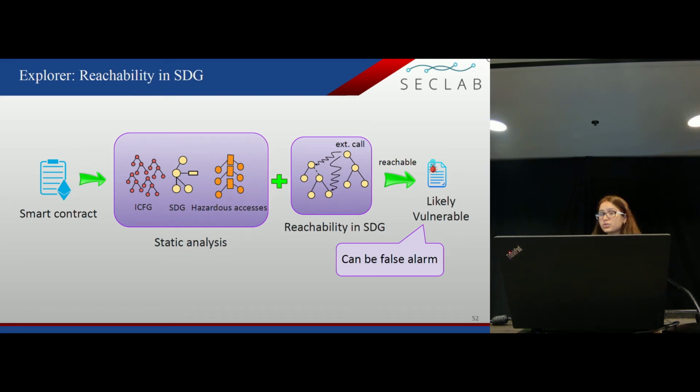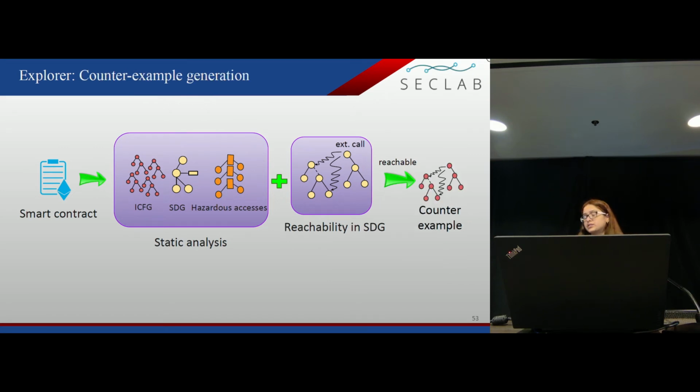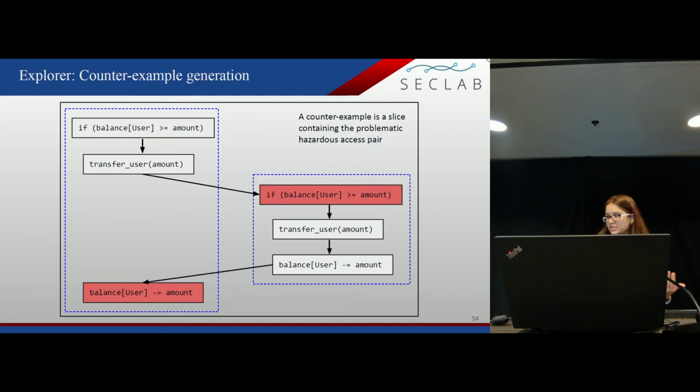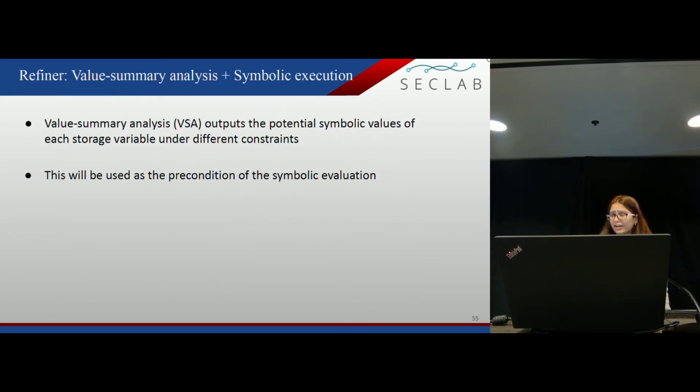However, please note that our SDG is imprecise and path agnostic. Therefore, even if SAILFISH concludes that the two operations within such a problematic hazardous access pair are reachable, it might not be the case in reality. And therefore, it does further verification. To do that, it generates a counterexample, which is nothing but a program slice that contains that problematic hazardous access pair. After that, it employs the second phase, which is known as refiner.